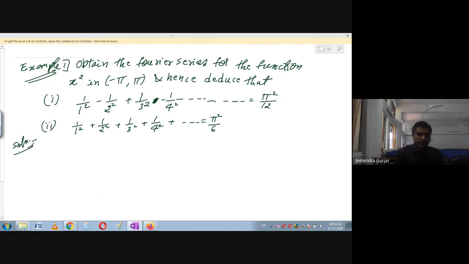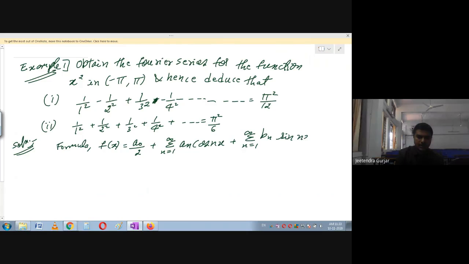I'll immediately go for the solution. First, whenever the Fourier series is given, you have to remember the formula. I have told you to remember the formula. The formula here is f of x is equal to a naught upon 2 plus summation n 1 to infinity an cos nx plus summation n 1 to infinity bn sin nx. We'll keep this as equation 1, students.